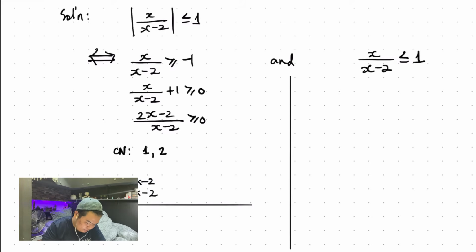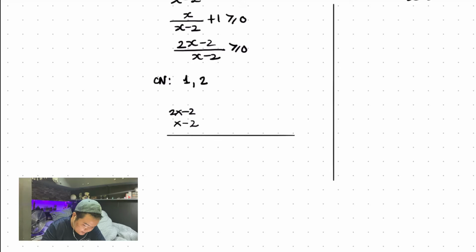And then, 2x minus 2 over x minus 2. So, 1, 2. Ito magsi-0 siya. And then, negative siya dito. Try 0. X equal to 0. Negative. So, positive siya sa right.